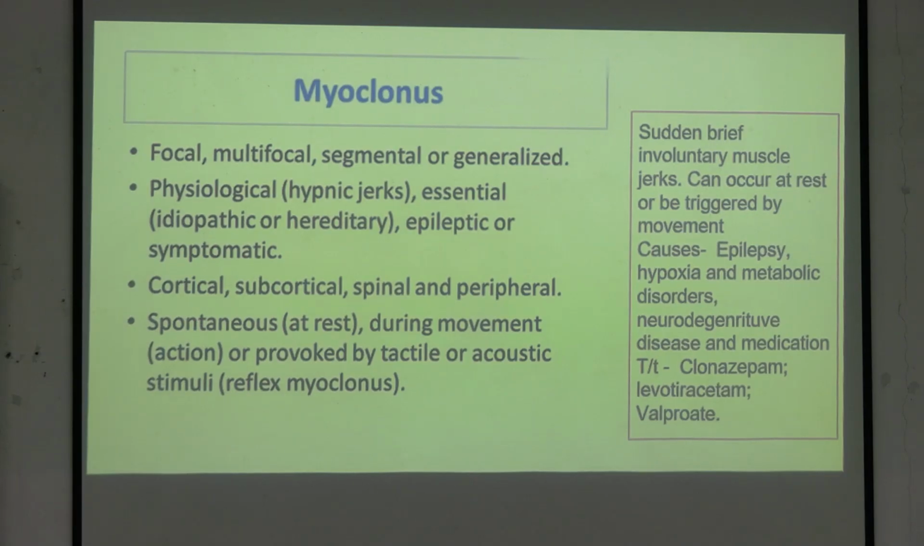Now, myoclonus. This is very short: sudden, brief involuntary muscle jerks can occur at the wrist or may be triggered by movement.